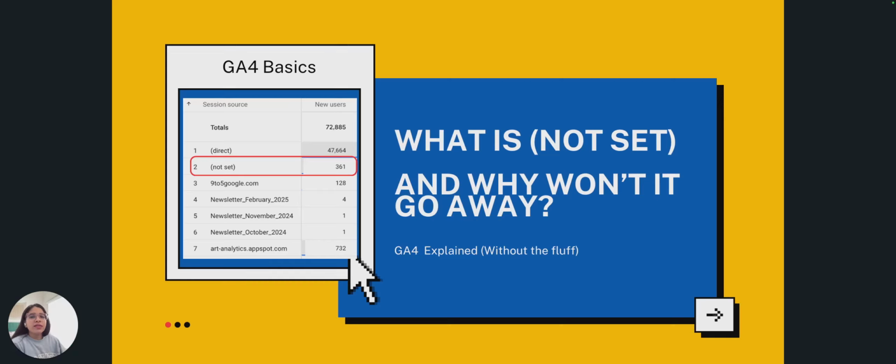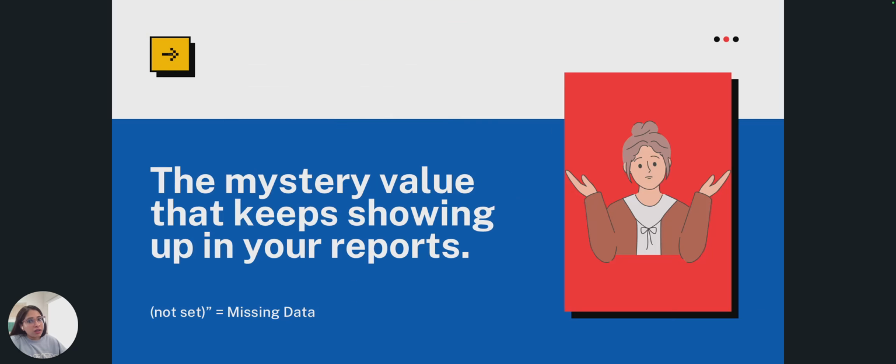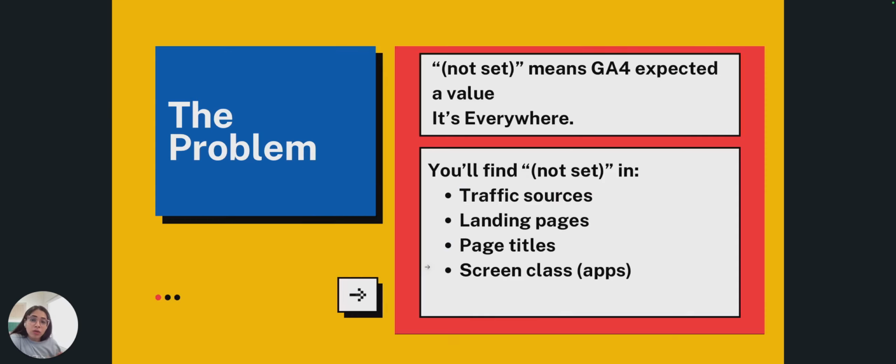You've seen it, I've seen it, and it shows up in all your reports like that one coworker who never RSVPs. It's always there and never helpful, and no matter how many fixes you try, it just won't go away. But don't worry, today I'm going to break down exactly what NOTSET means, why it shows up, and most importantly, how to fix it. In GA4, not set simply means GA4 was expecting a value but didn't get one. That's it. That's the core issue.